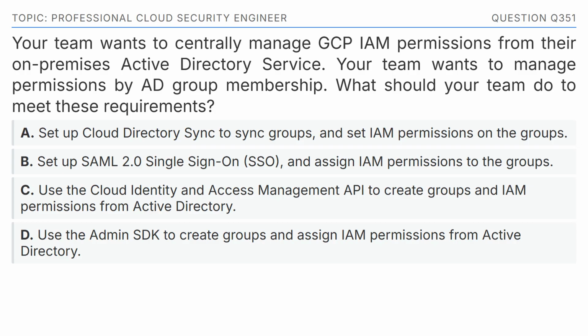The options are: Option A, set up Cloud Directory Sync to sync groups, and set IAM permissions on the groups. Option B, set up SAML 2.0 Single Sign-On (SSO) and assign IAM permissions to the groups. Option C, use the Cloud Identity and Access Management API to create groups and IAM permissions from Active Directory. Option D, use the Admin SDK to create groups and assign IAM permissions from Active Directory.